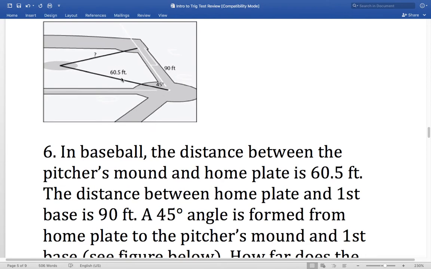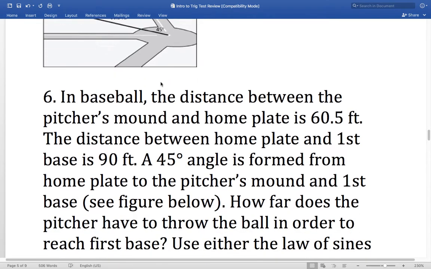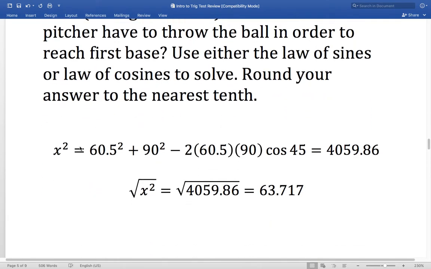And with the information we have, we cannot use the law of sines. We have to use the law of cosines. So we're going to just put an X for this side measurement. These are the other 2 side measurements, and we're going to use cosine of 45 degrees. So here we have X squared is our one side measurement squared plus the other side measurement squared minus 2 times one side measurement times the other side measurement times cosine of 45 degrees.